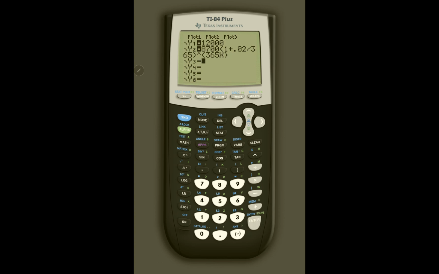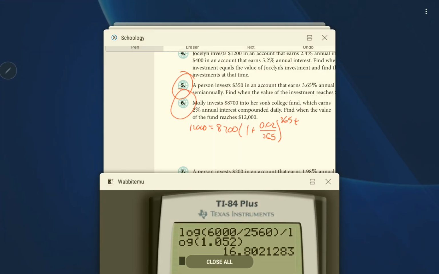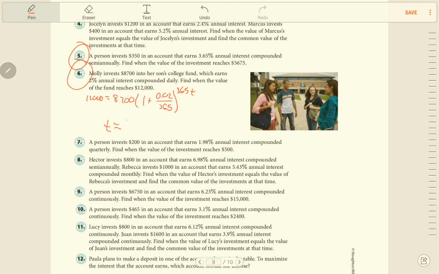Go to graph. I already know my graph's not going to be big enough, because before my maximum y value was 6,000. Now I need my maximum y value to be 12,000. So I have to adjust my window and I'll make it 12,500. There's exponential growth, and we can see the intersection point. So now I can press second trace, go down to intersect, enter, enter, enter, and there it is. So after about 16.08 years. Kind of an interesting, similar answer to what we had before, but that's just a coincidence.